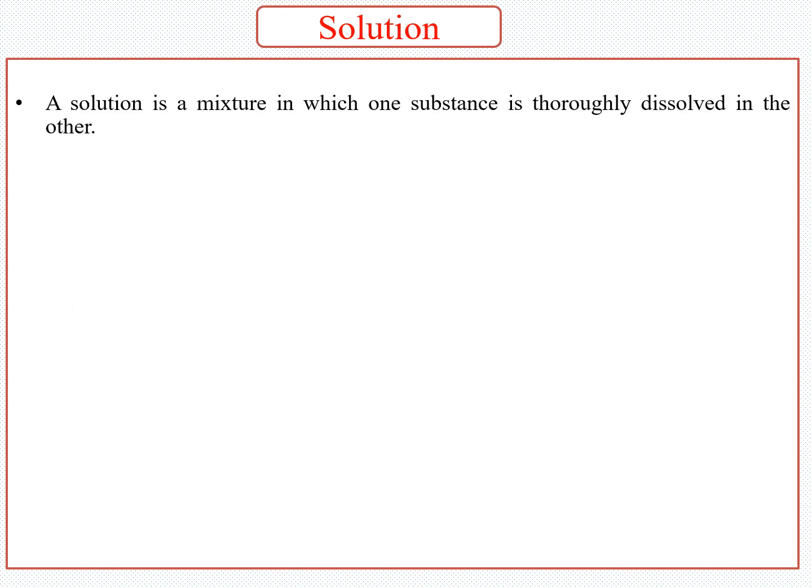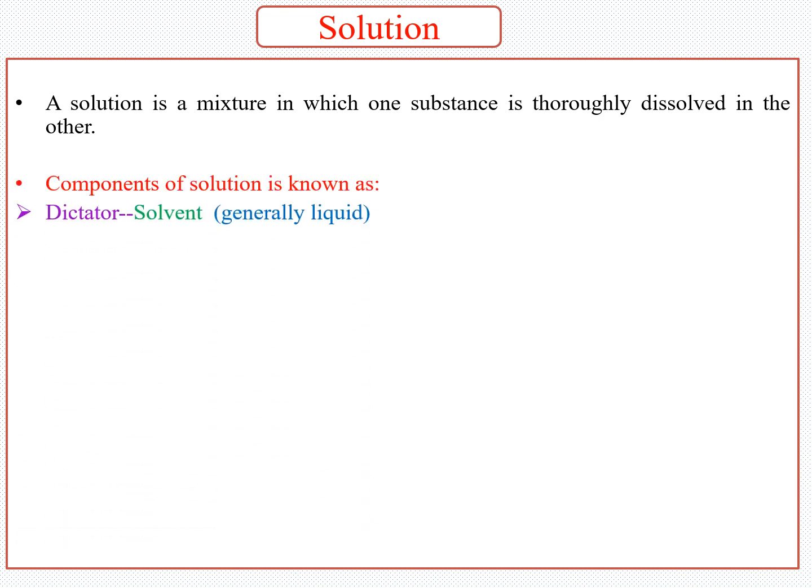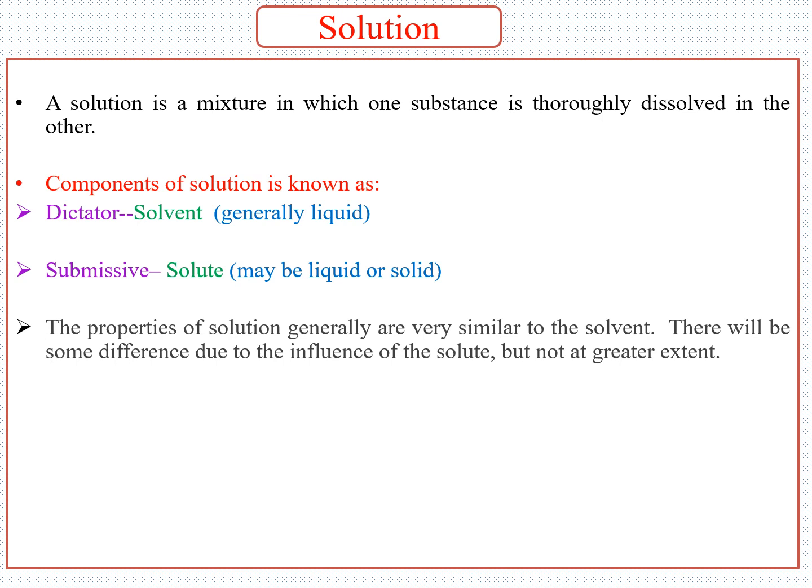So starting from a solution, it is a special kind of mixture in which one substance is thoroughly dissolved in the other one. There are two basic components of solution. The first one is dictator, which is also known as solvent. Solvent dissolves the other substances. Generally, the solvent used in solution is in liquid form. The next one is submissive, which is also known as solute. The solute may be in liquid or solid form in solution. The properties of solution generally are very similar to the solvent. There will be some difference due to the influence of solute, but that does not affect much.